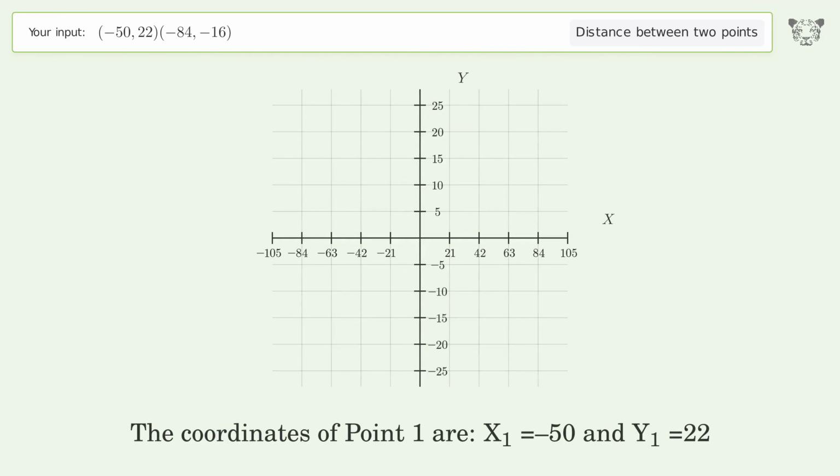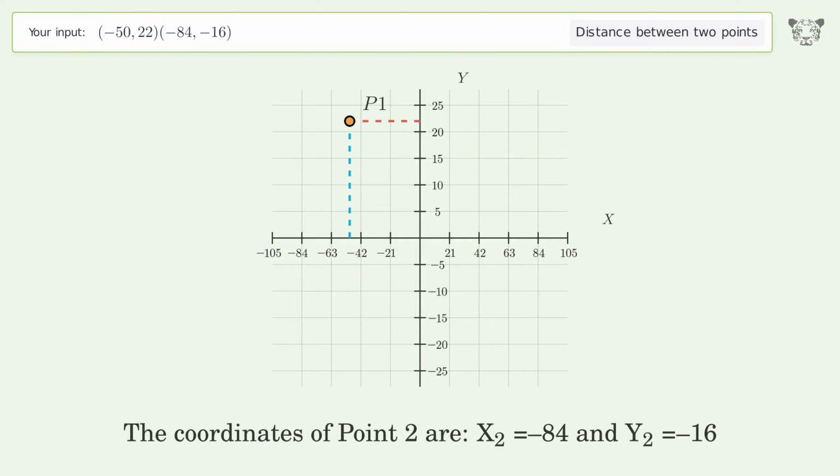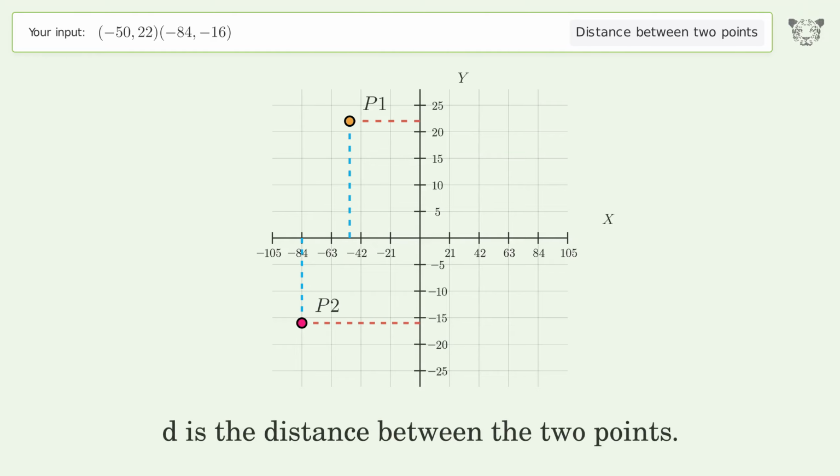The coordinates of point 1 are, x1 equals -50 and y1 equals 22. The coordinates of point 2 are, x2 equals -84 and y2 equals -16. D is the distance between the 2 points.